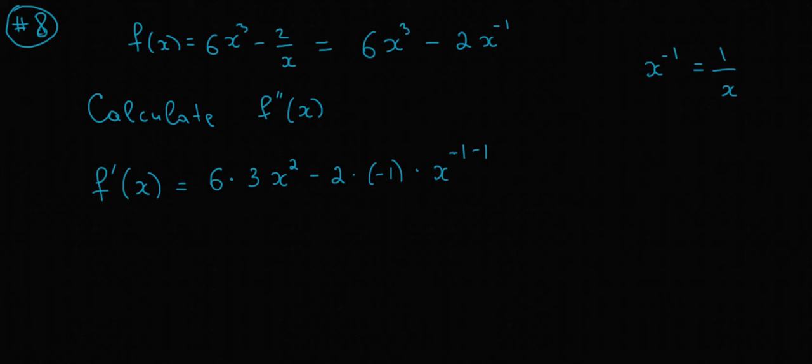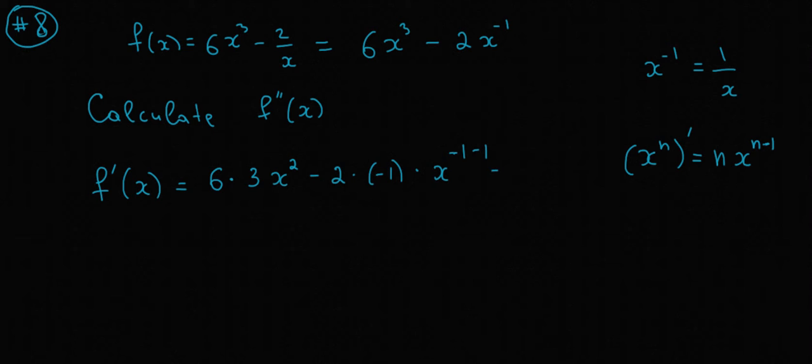What I'm using here is the power rule, which says that the derivative of x to the power n equals n times x to the power n minus 1. In other words, every time we differentiate a power of x, we need to bring down the exponent and put it in front of the power of x, and then we need to decrease the exponent by 1.